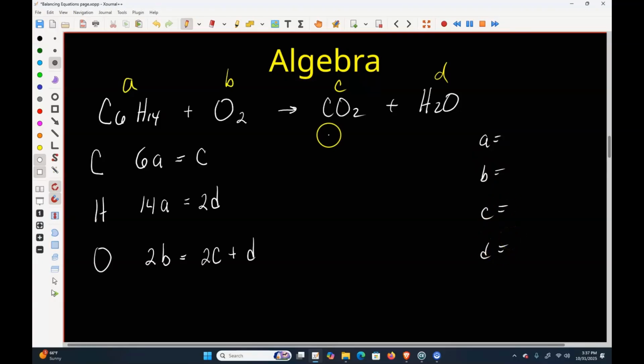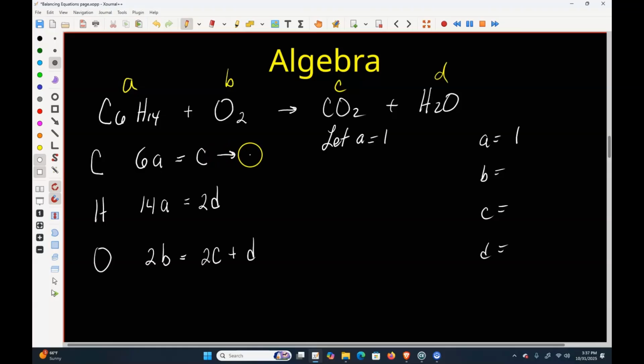I'm going to let a variable equal some value. I want the smallest variable. I'm going to let it equal 1. It takes 6 A's to equal 1 C, so A must be much smaller than C. It takes 14 A's to equal 2 D, so I know A is very small compared to D. So I'm going to let A equal 1. So I'm going to put it there.